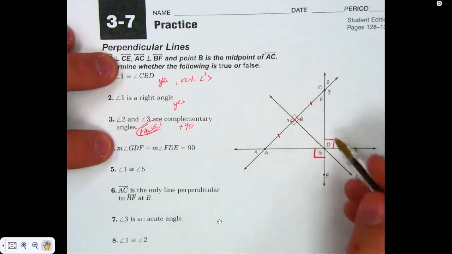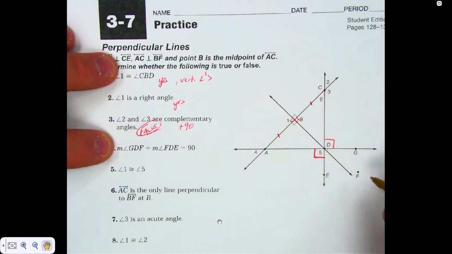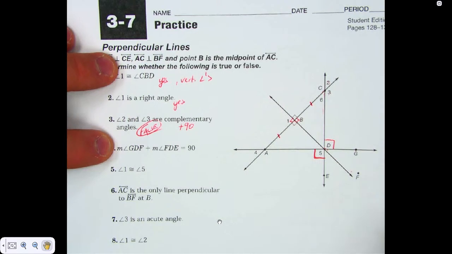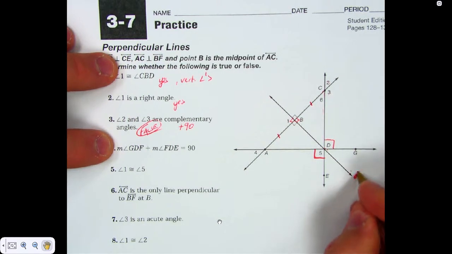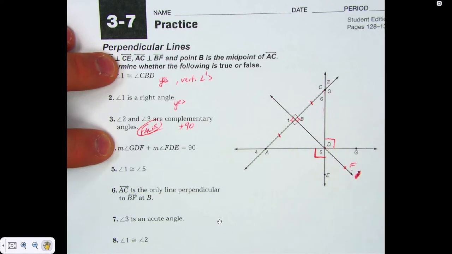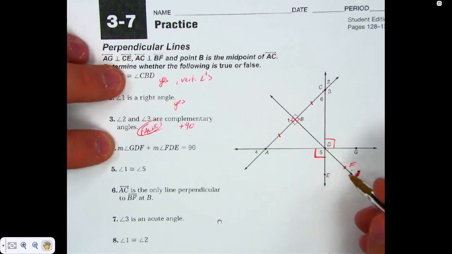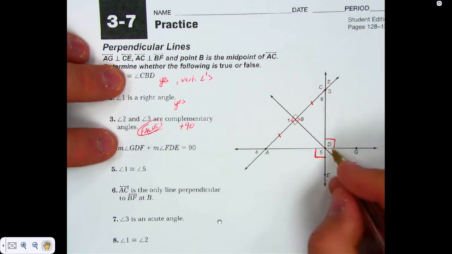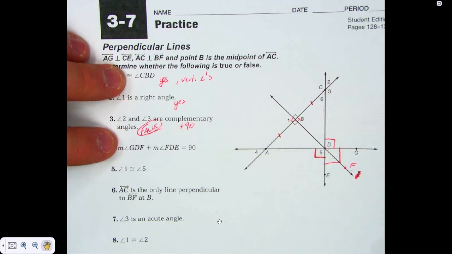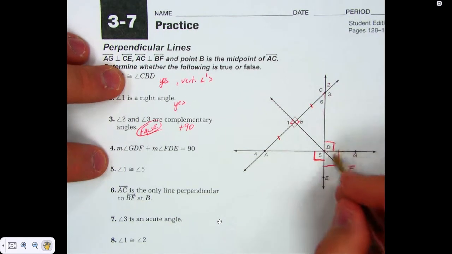Measure of angle GDF. All right, I'm going to assume that this is a misprint and this F is supposed to be right here. So let's do that. Okay? I think they mess up sometimes on these. I think that's a misprint. I don't see why in the world you would have this point out here. So everybody correct that on your paper quick. GDF plus FDE is equal to 90. Is that true? Yes, because these two together would be 90 degrees, wouldn't they? Because these two are perpendicular.